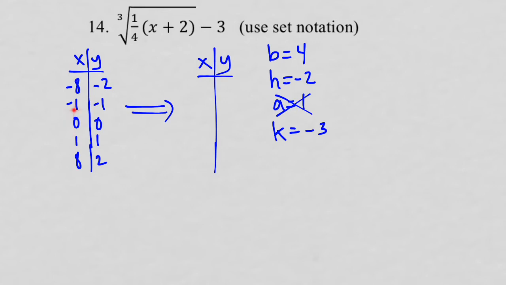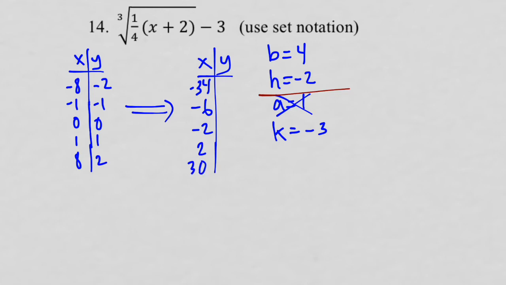For the x values, remember, split these up. B and h are for the x values. Multiply times 4, then subtract 2. We can do that in our head. Negative 8 times 4, negative 32. Minus 2, negative 34. That one's definitely not going to fit in our graph. Negative 1, that's the next one. Negative 1 times 4 is negative 4. Minus 2 is negative 6. 0 times 4 is 0. Minus 2 is negative 2. 1 times 4 is 4. Minus 2 is 2. And the last one, 8 times 4 is 32. Minus 2 is 30. That one is also not going to fit in a graph.